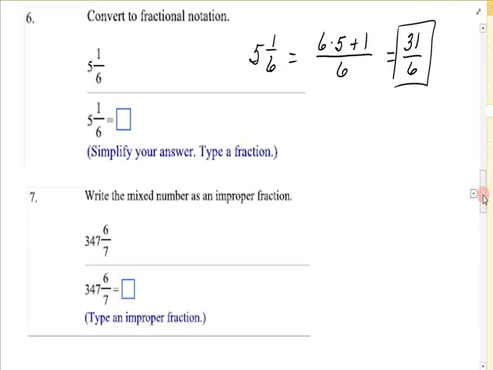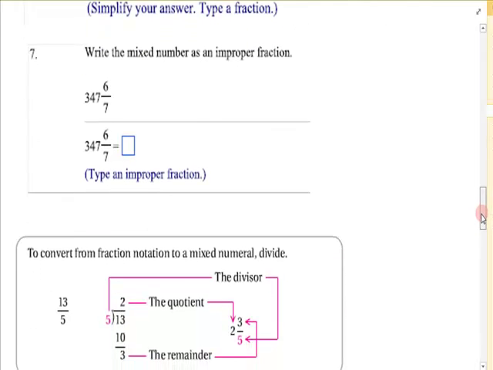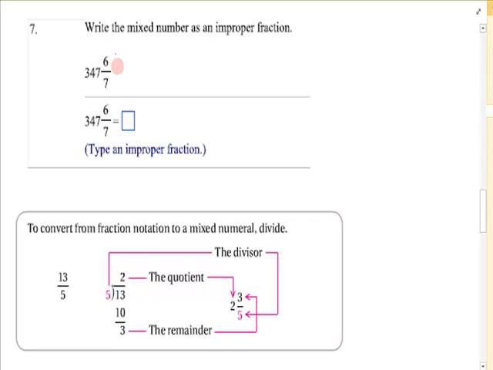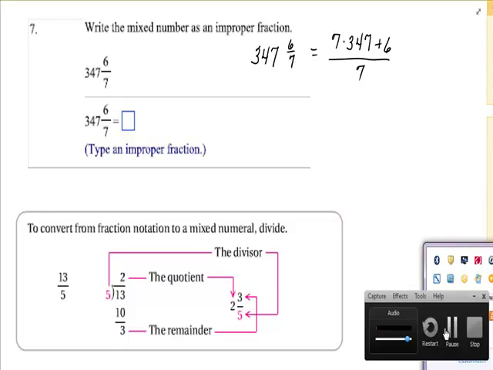All right, this next one I'm going to use some paper so that I can do this, because it looks like very large arithmetic. I have 347 and 6/7. This is going to be 7 times 347 plus 6, and it's going to be over 7.